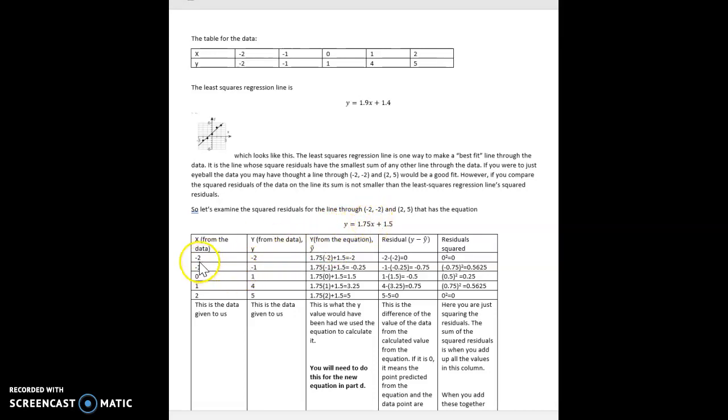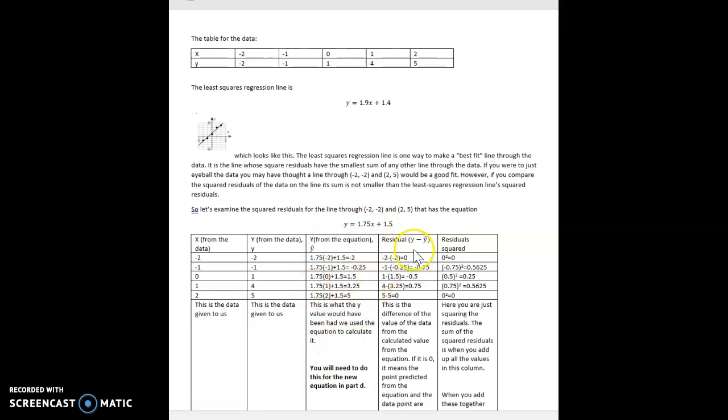So if I plugged a -2 into this equation, I would have 1.75 times -2 plus 1.5, and I would have gotten a -2. Okay, and I'm going to keep on doing that for each of my values. So here I plugged in -1 for x, 0 for x, 1 for x, 2 for x. These would be my y values on a line that satisfies this equation.